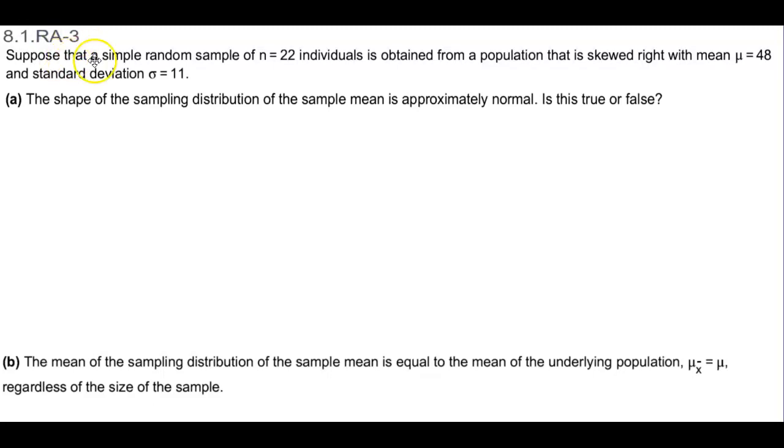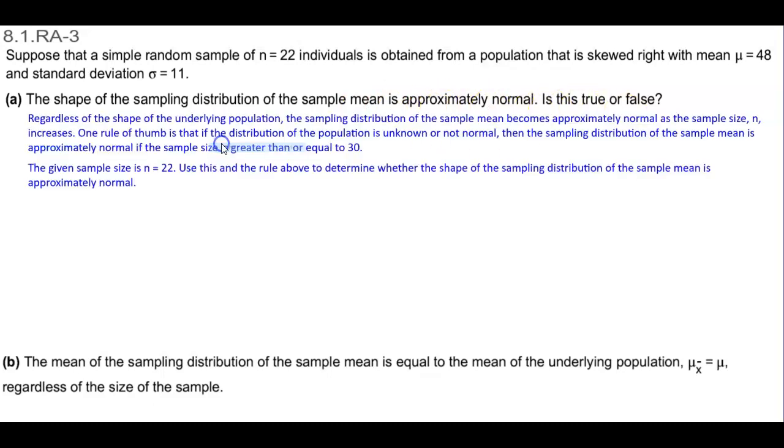8.1.RA-3. Suppose that a simple random sample of n equals 22 individuals is obtained from a population that is skewed right, with a mean of 48 and a standard deviation of 11. In Part A, it says that the shape of the sampling distribution of the sample mean is approximately normal. Is this true or false?